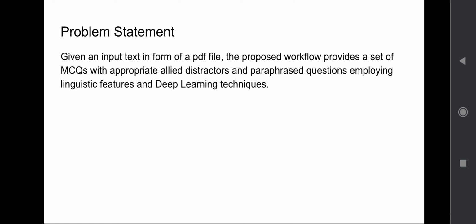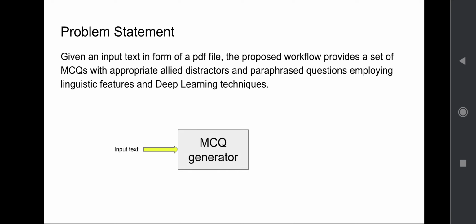The problem statement is, given an input text in the form of a PDF file, the proposed workflow provides a set of MCQs with appropriate allied distractors and paraphrased questions employing linguistic features and deep learning techniques. Here is an overview of the system.